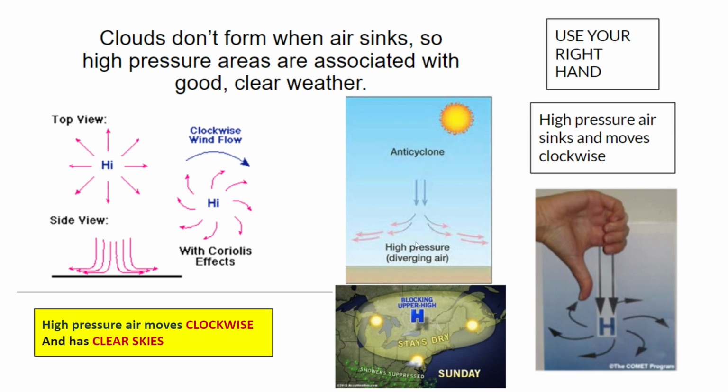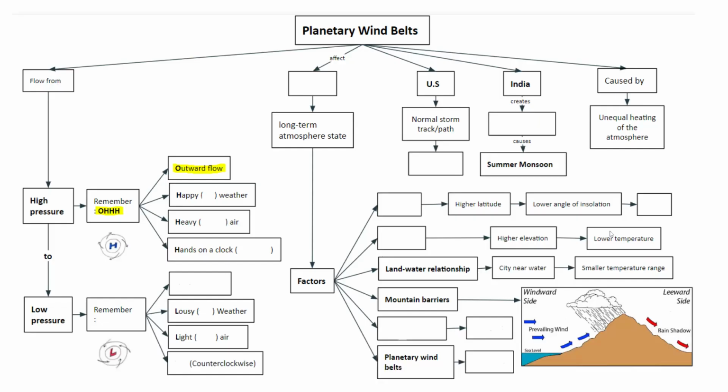Because think about it, the air is sinking in a high pressure area. If the air sinks, how is it going to form clouds? Right? Clouds need warm, moist air to rise, cool down, and form clouds. So in high pressure areas, we have clear skies and the air moves clockwise. Here's a good way to remember this. Use your right hand and do a thumbs down to show that in high pressure areas the air is sinking. Curl your fingers like this, and you'll notice if you're using your right hand, your fingers will curl in a clockwise direction, meaning the direction of a clock, towards the right side. And that will show you that in high pressure areas, the winds move clockwise.